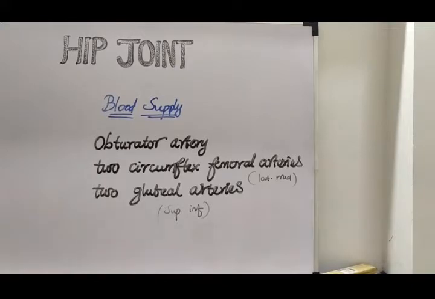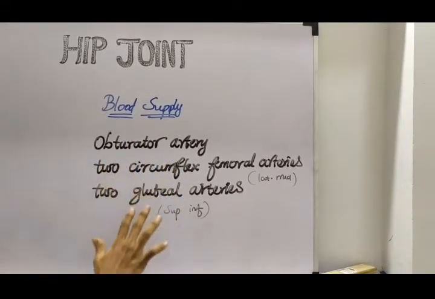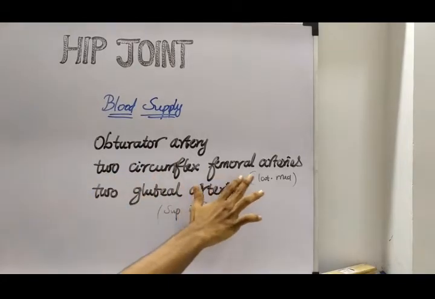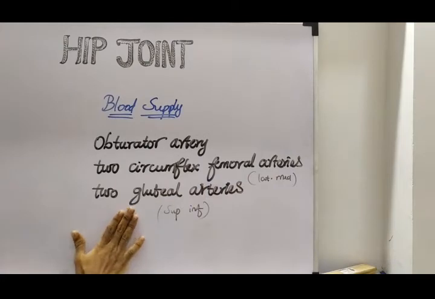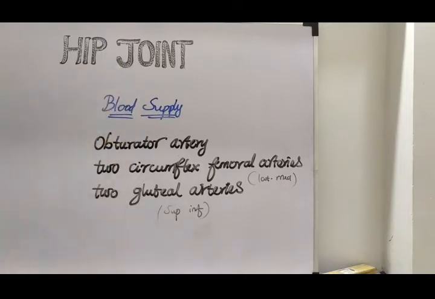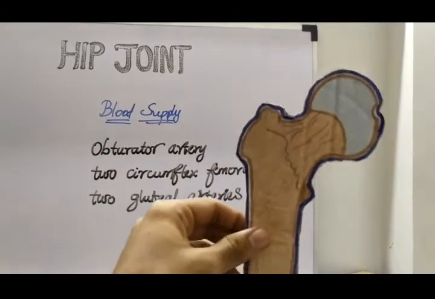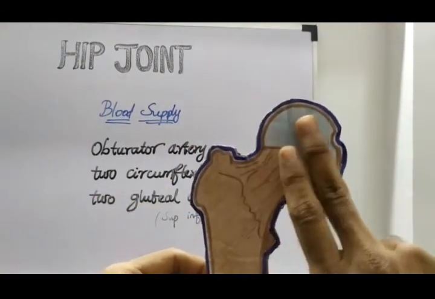Now let's see the blood supply to the hip joint. Obturator artery, two circumflex femoral arteries, lateral and medial circumflex femoral arteries, and two gluteal arteries, superior and inferior. These vessels supply the hip joint. Now you can see here, this is the upper portion of the femur, head and neck.